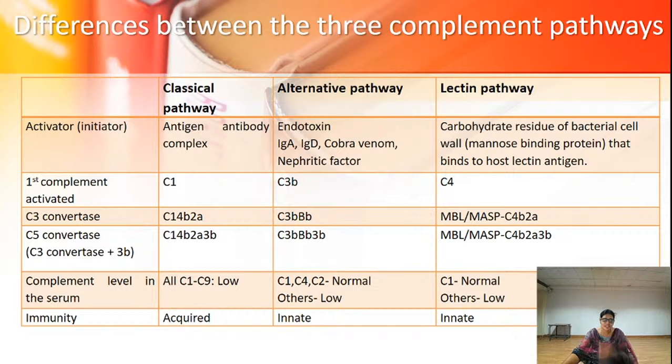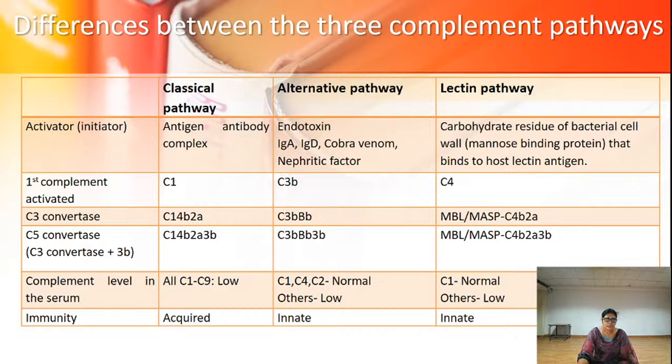So C1, C4, C2 will be normal in the alternate pathway, whereas in the lectin pathway only C1 is not utilized, and all the remaining are similar to the classical pathway. So C1 will be normal, others will become low. The classical pathway is part of acquired immunity, as I said initially, while the alternate and lectin pathways are part of innate immunity.